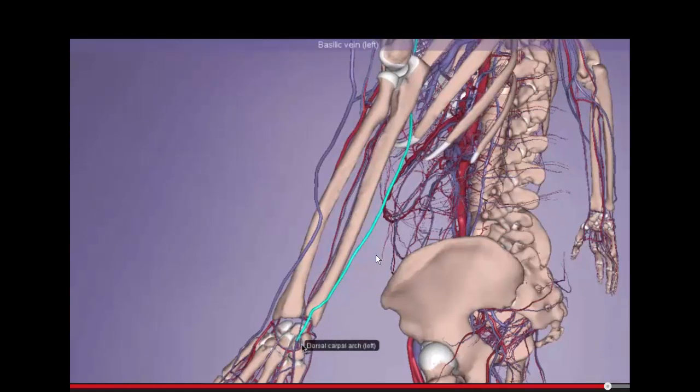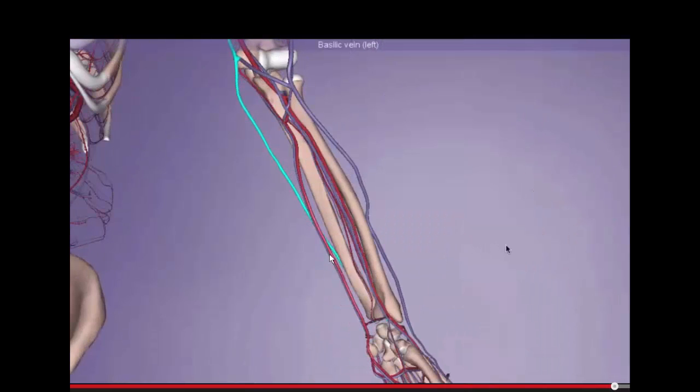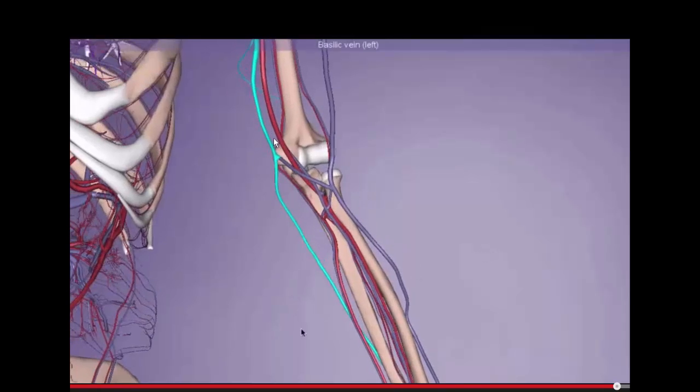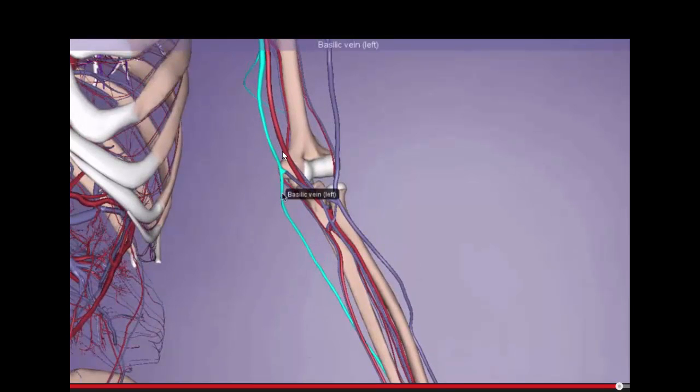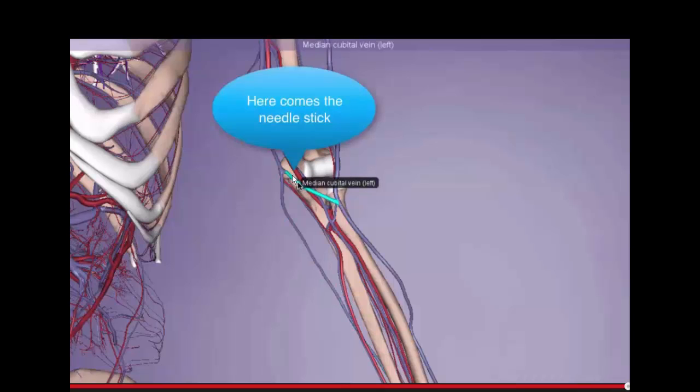The most medial vein is going to be the basilic vein. You can see it here again. It then helps form the dorsal carpal venous arch that goes up on the ulna, winds around, goes more medially at the elbow, is joined by another vein here, the median cubital vein, which connects the cephalic vein and the basilic veins. It's a really important vein.